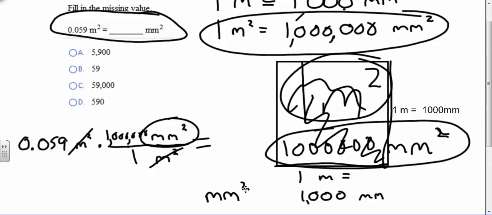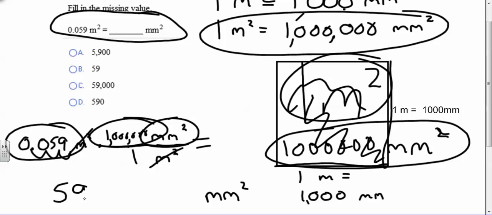So when we do this multiplication, the units of square meters will divide out, and the units of millimeters squared will remain. So our answer is 0.059, not times 1,000, because that would be a linear conversion, but by 1,000,000. So that means the decimal point in 0.059 will go 6 places to the right. So 1, 2, 3, 4, 5, 6. So we'll have 59 with 3 zeros after it, which means 59,000 square millimeters. So the answer to this problem is C.